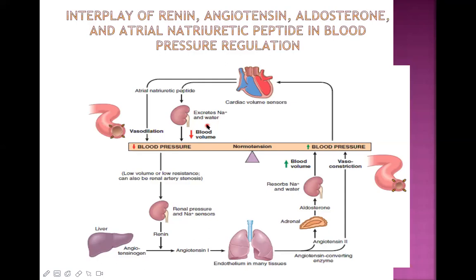Along with sodium, water is also excreted. This is how it is decreasing the blood volume. And when blood volume is decreased, blood pressure is also decreased. This is one mechanism of atrial natriuretic peptide. Another mechanism is it can also lead to vasodilation, but this is not the major mechanism. The major mechanism is the first one. Both of these are trying to bring the blood pressure back towards normal.